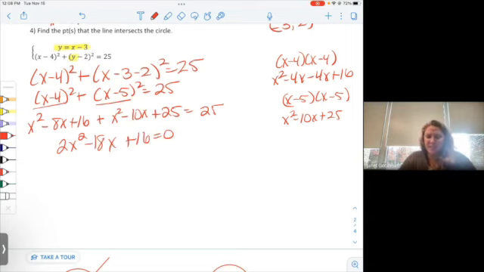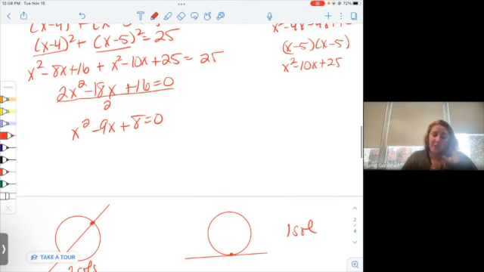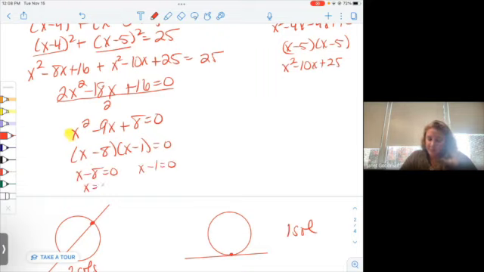So one more time here. This doesn't happen every time, guys. I noticed I have a GCF of 2. So I can factor that out. So again, my lead coefficient here is a 1. So this one is a little bit simpler to factor. I'm looking for two numbers that multiply to positive 8, but add up to negative 9. So that is a negative 8 and a negative 1. So x is 8, x is 1.